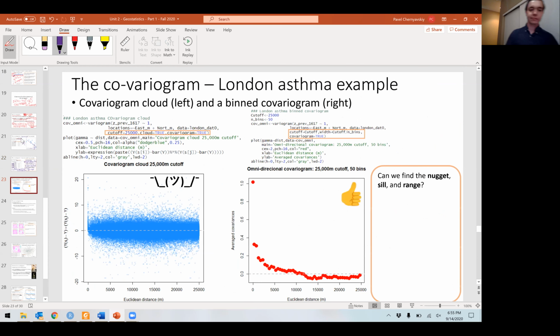Okay? So on the left, we have a covariogram cloud, very difficult to interpret. Notice the spike at a distance of exactly 0, right? These are all covariances of the data with itself, right? They're estimating sigma squared.